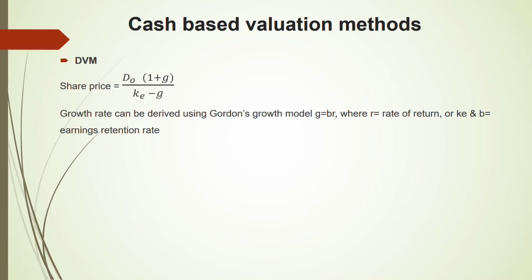That retention you are going to use for b, and r is the rate of return, or you can use cost of equity also. They might give you one of these two. If it's the rate of return or cost of equity, you can use either for r. So multiply the retention rate with the cost of equity, or the retention rate with the rate of return, get the growth rate, and put it in that model to value your company. This method is also very common in your exam.